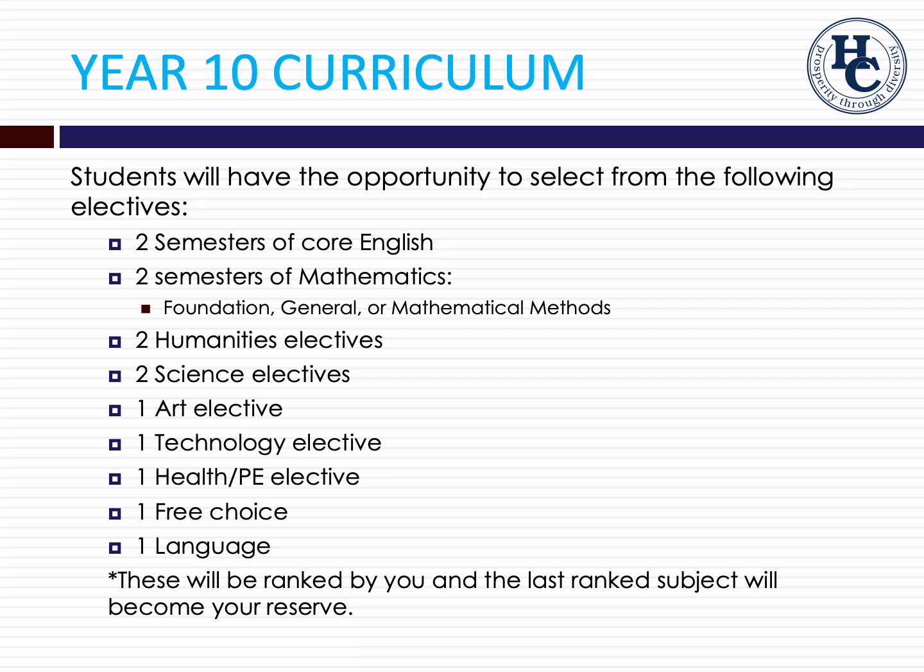How that will look. So over the 2 semesters, this will result in 12 choices. 2 of those will be core English. 2 of those will be mathematics, whether that be foundation, general, or mathematical methods. 2 will be humanities electives. 2 will be science electives. 1 will be art. 1 will be technology. 1 will be health and PE. 1 will be free choice, and 1 will be language.